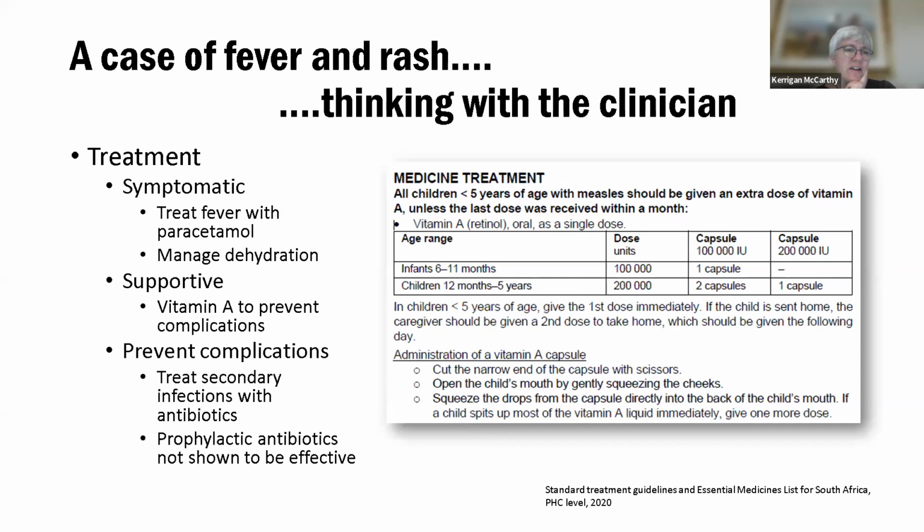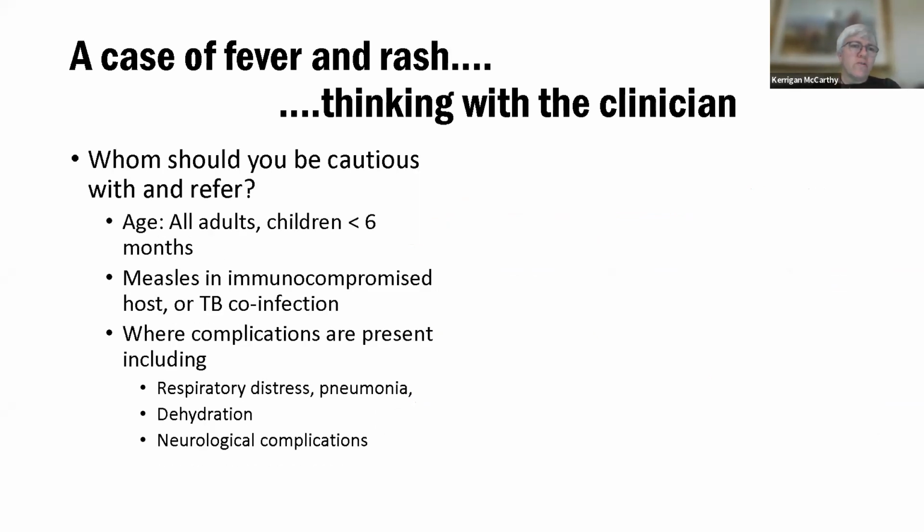If the child has a cough and elevated respiratory rate, one would treat secondary infection with antibiotics for routine community-acquired pneumonia. But if there is no evidence of respiratory infection, one would not use prophylactic antibiotics. Who should you be cautious with? Who should you refer?